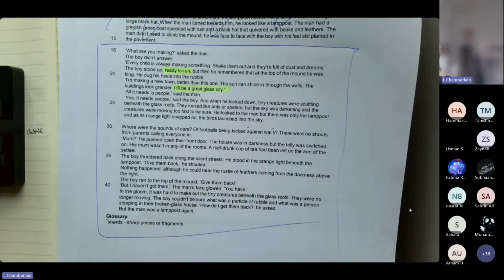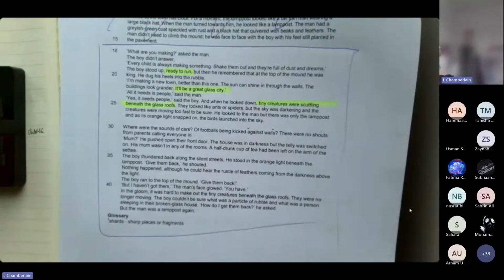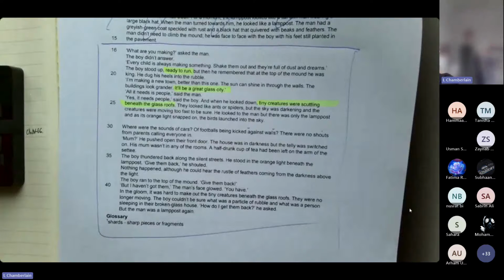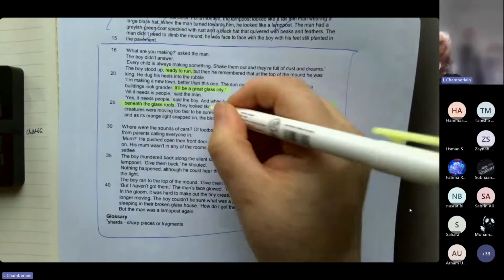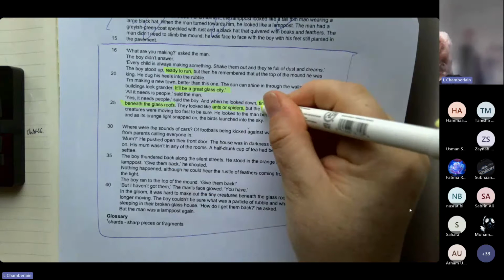"Yeah, it needs people," said the boy. And when he looked down, tiny creatures were scuttling beneath the glass roofs. That to me is a bit sinister and creepy. It's a bit chilling. They look like ants or spiders. These are things that people are quite often afraid of. So that's creating sinister. Then there's pathetic fallacy.